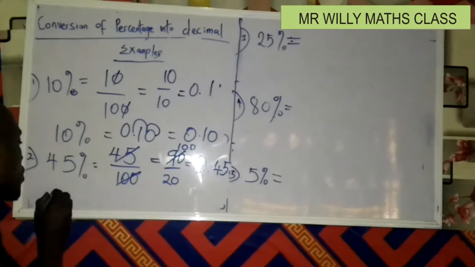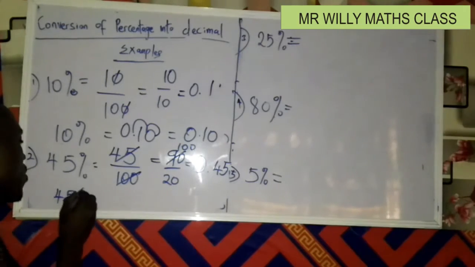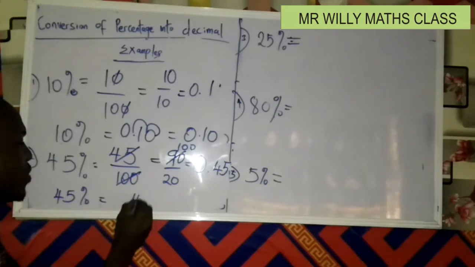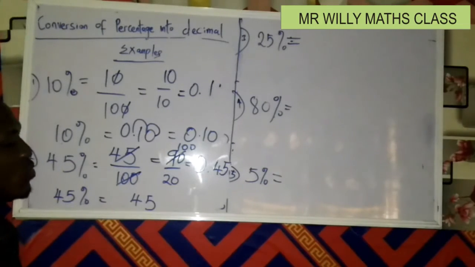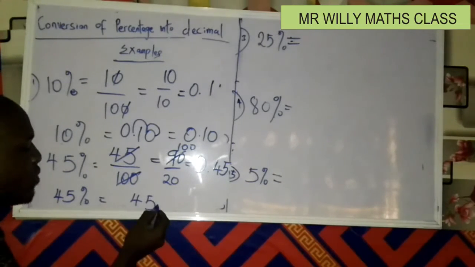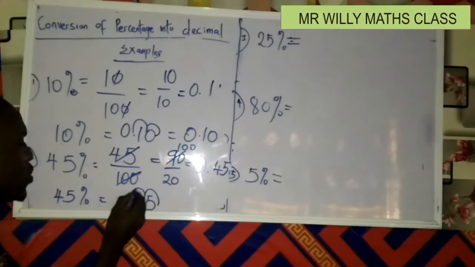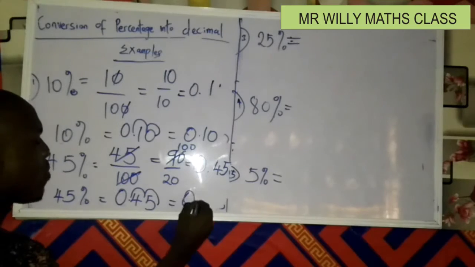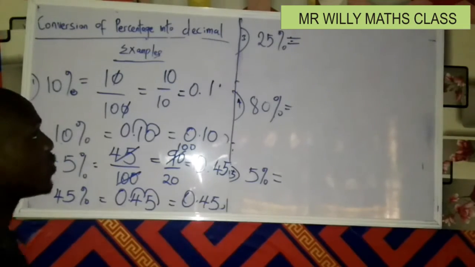Now you can use the other method with 45%. All you need to do is write your 45 out. Then you count 2 decimal places backward. You start from the back, that is 1, and you say 2. Then you put your decimal point, then you have the 0. That's 0.45.